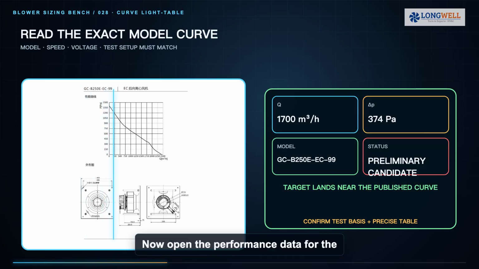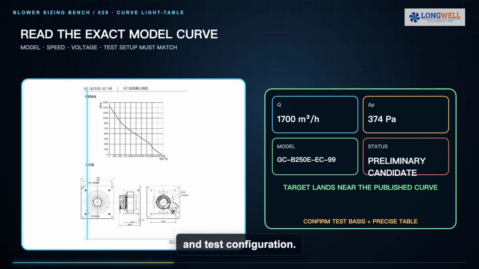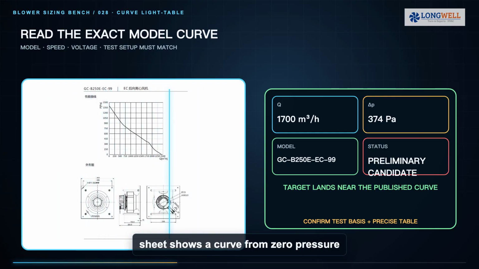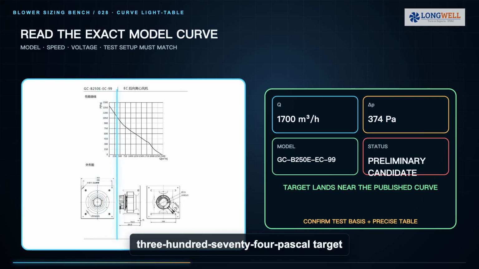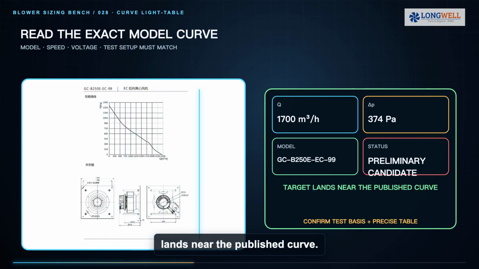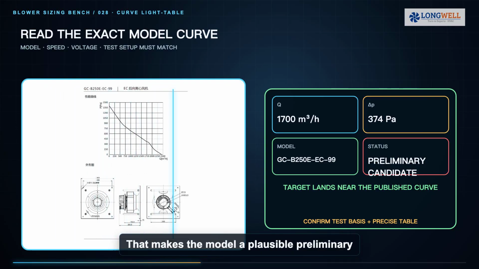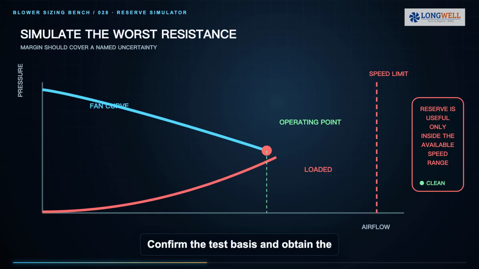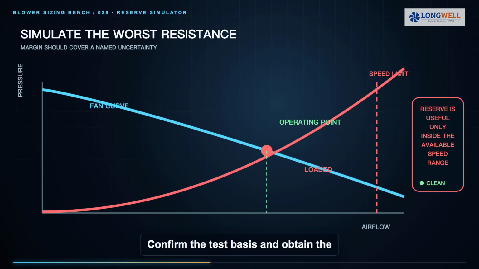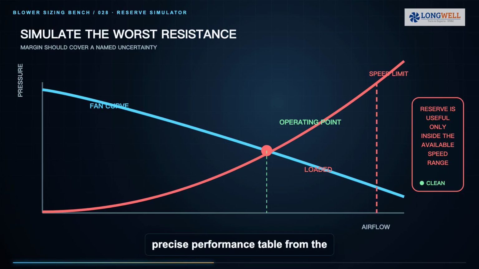Now open the performance data for the exact model, speed, voltage, and test configuration. This Longwell GC-B250E-EC-99 example sheet shows a curve from zero pressure toward roughly 2400 cubic meters per hour at free air. Our 1700 cubic meter per hour, 374 pascal target lands near the published curve. That makes the model a plausible preliminary candidate, not an automatic final selection. Confirm the test basis and obtain the precise performance table from the manufacturer.